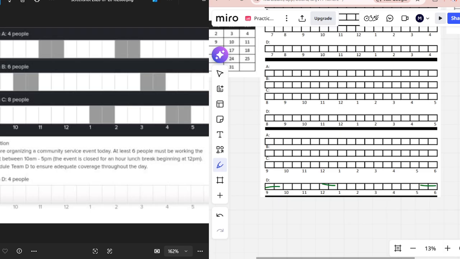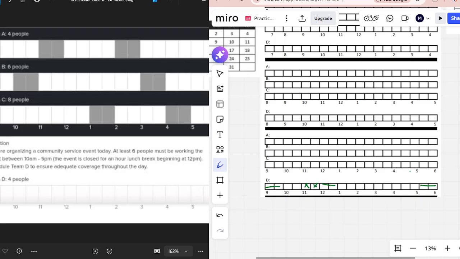From 10 to 11, we have 6 people working, at least 6 people. That condition is satisfied. But 11 to 12, we have only team A working, which is 4 people. So we can add our team there so that it is complete. It becomes 8 people, which is at least 6. 12 to 1, nobody is working. 1 to 2, we have team C working, which is 8 people. 2 to 3, we have only team A working, which is 4 people.